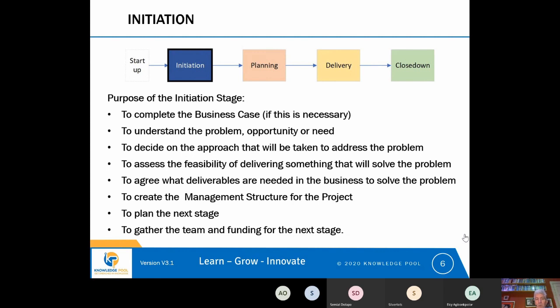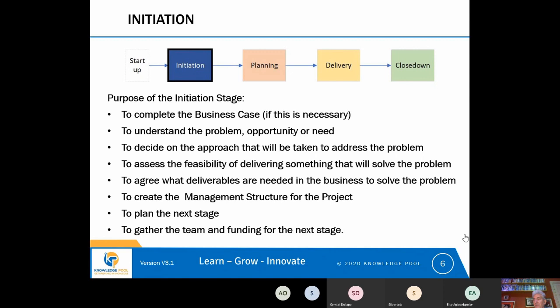Yeah. So what I've seen most often is that the business case tends to be its own standalone document, and stands alone from anything else that's produced in initiation. But these other things, like understanding the problem, deciding the approach, assessing feasibility, they're often captured in the form of a project initiation document, which is sometimes called a project charter or project mandate.